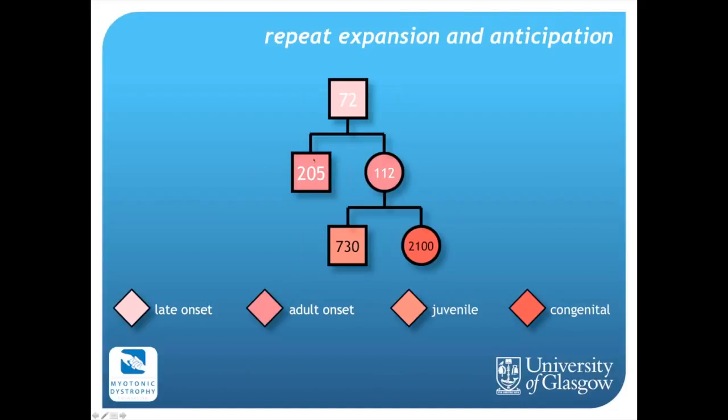In the next generation here, many of these men are infertile, so that's why we don't see so many men transmitting the disease into the next generation here. And once the repeat gets up into the hundreds, then it becomes very unstable when transmitted by a female, and again, often expands into the high hundreds associated with the congenital form of the disease.